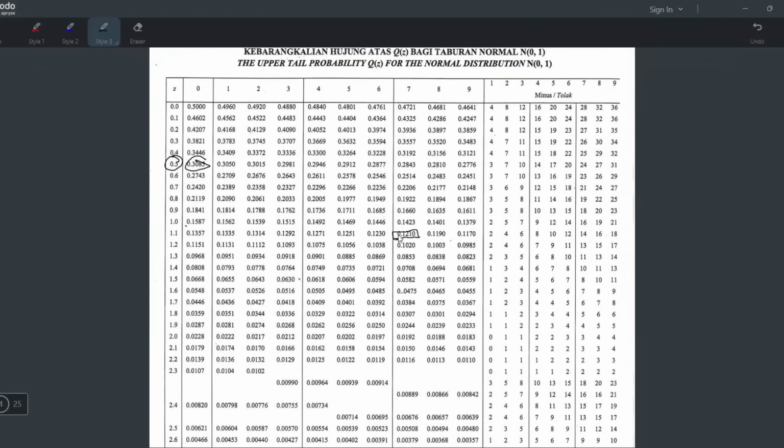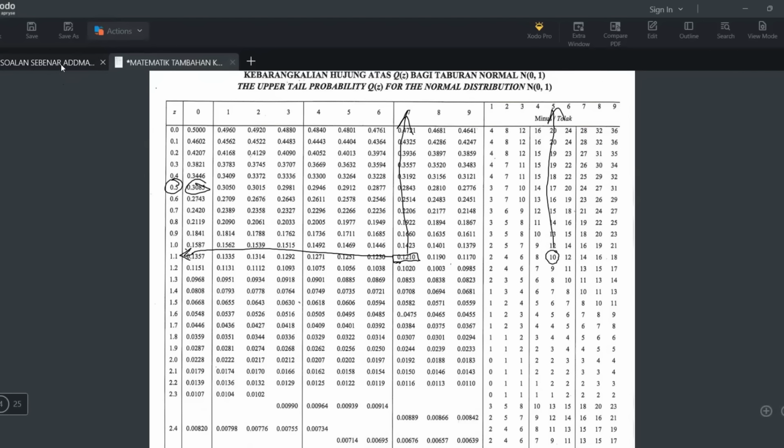Tapi, but this one is 0.1210. I want 0.12 only. So I have to minus with 10, right? I have to minus 10. So kita pergi column tolak, cari 10. So your answer will be at the outside. Jawapan you ada dekat luar. So this is your answer, 1.175. That is the answer. Tapi kena letak negative.